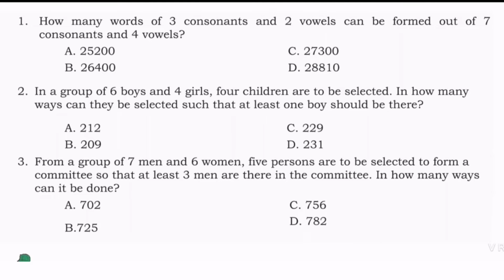Number 3. From a group of 7 men and 6 women, 5 persons are to be selected to form a committee so that at least 3 men are there in the committee. In how many ways can it be done? The answer is C.